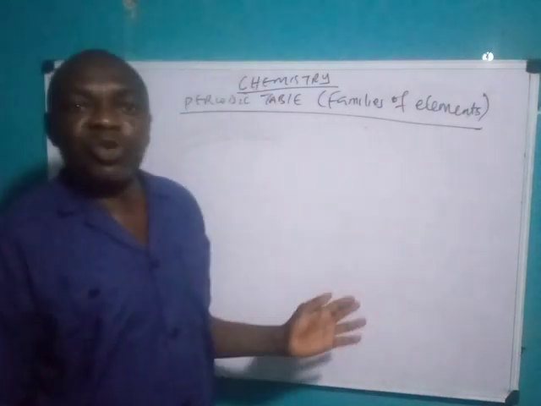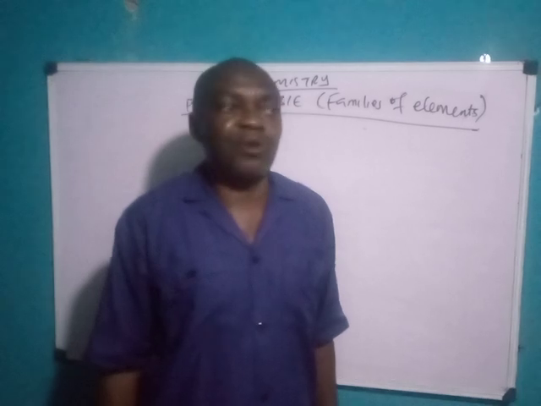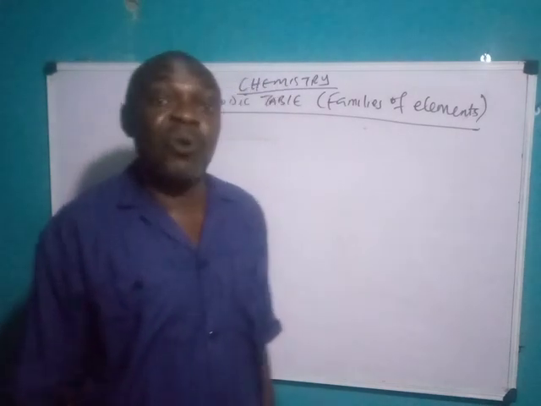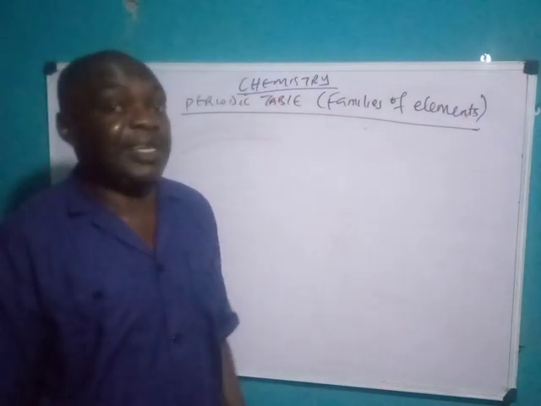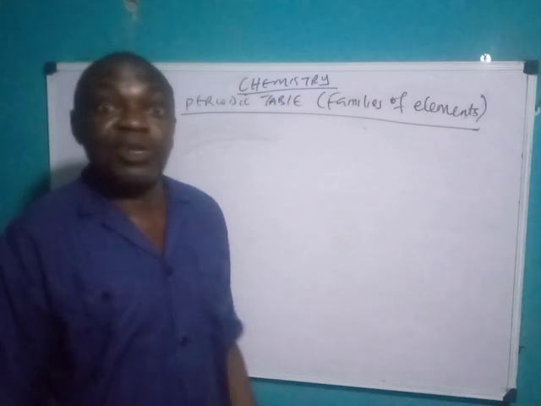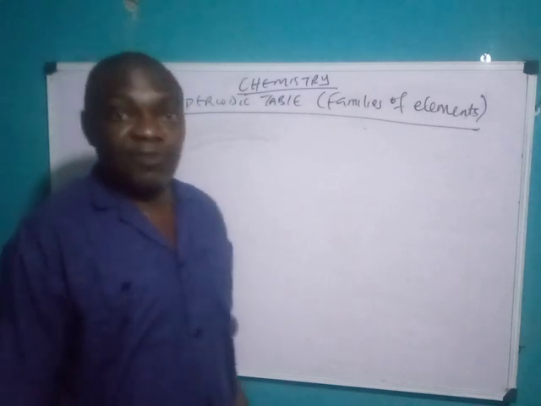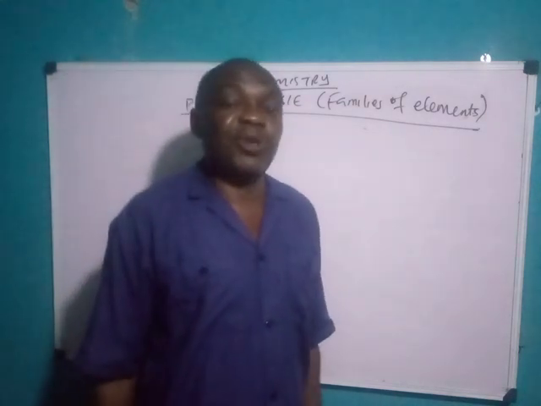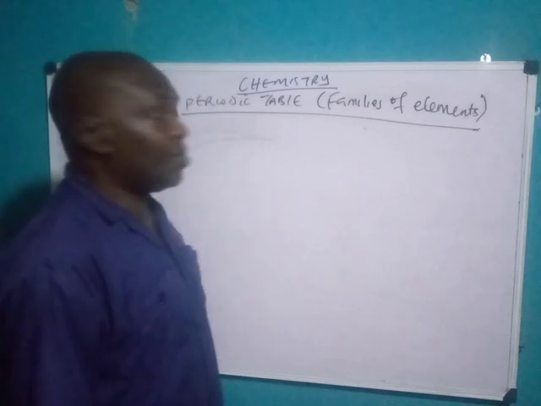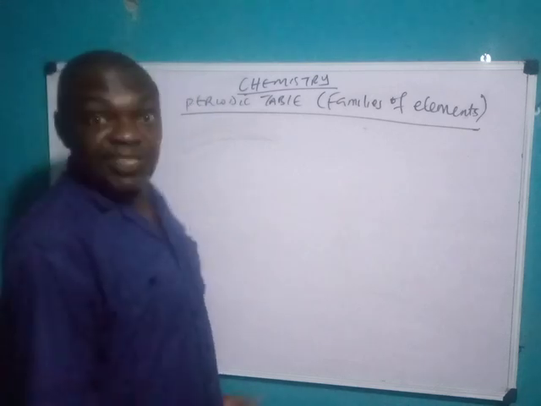Now, there are so many groups. You have group 1, group 2, group 3, group 4, group 5, group 6, group 7, and group O, or group 0, or group 8. Many textbooks call it different names, so all of them are correct. But I always prefer to call it group 0 or group O because of helium. But it's still correct.